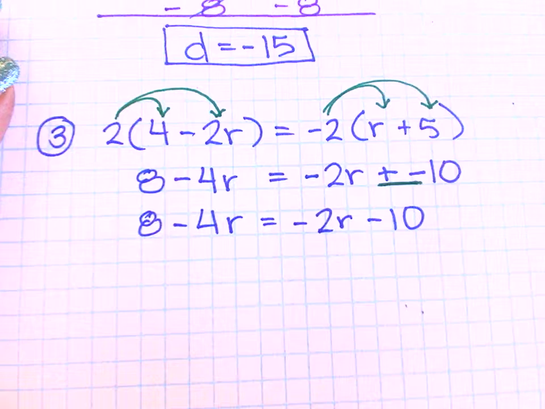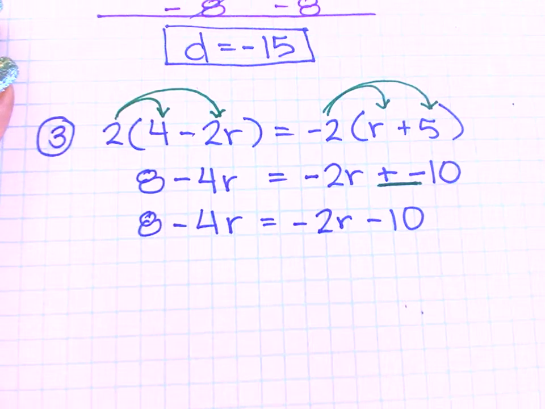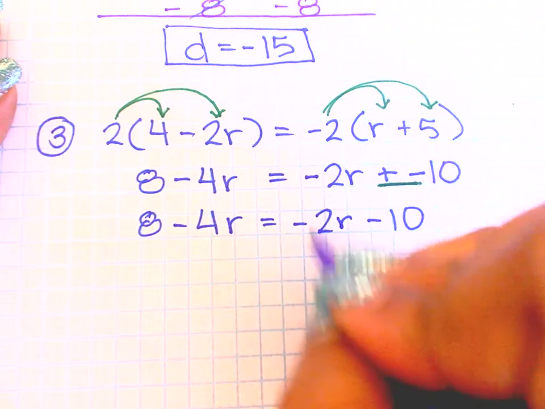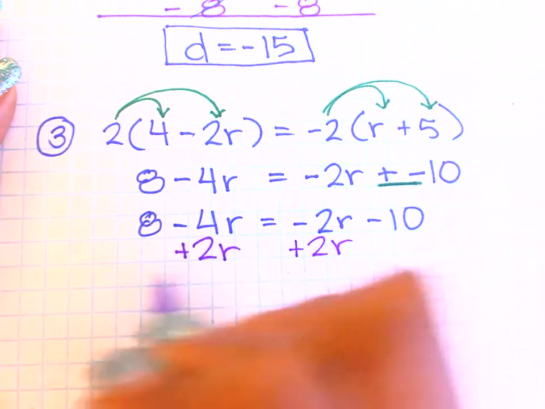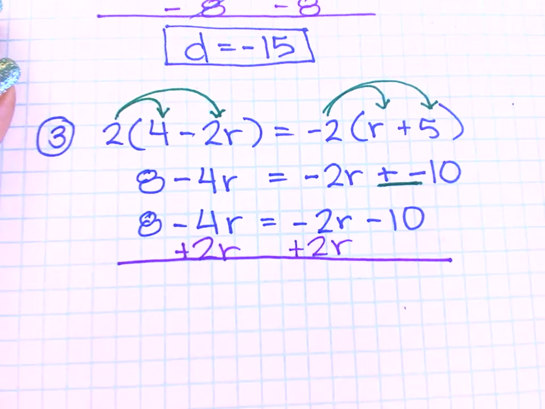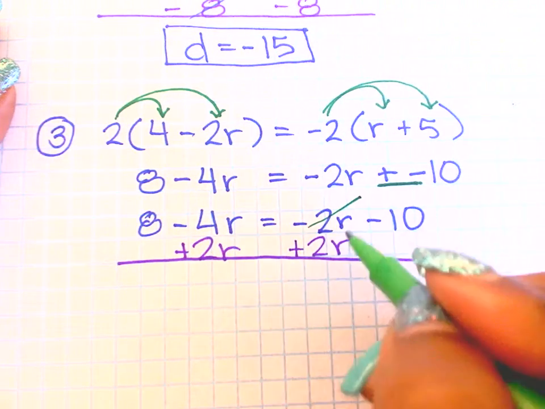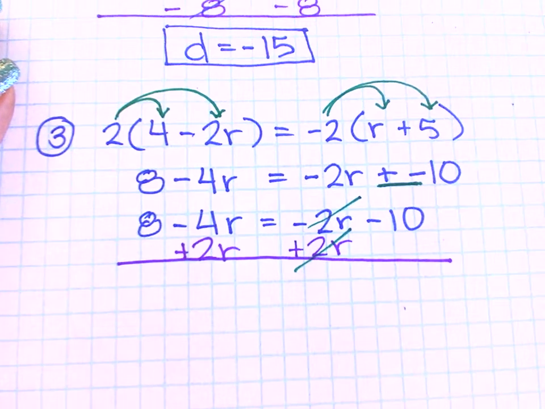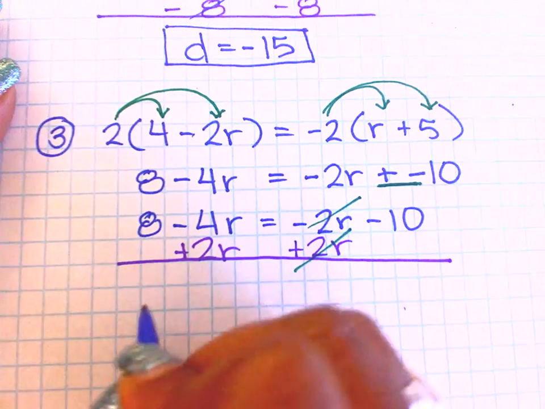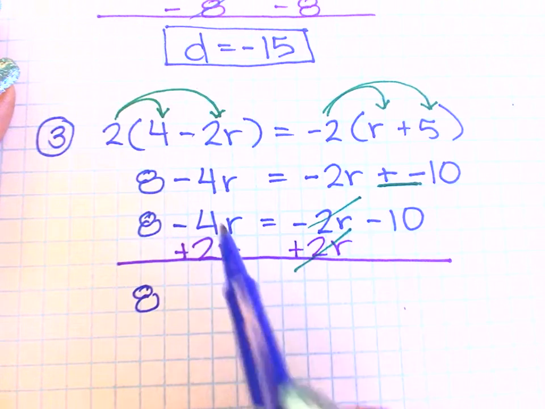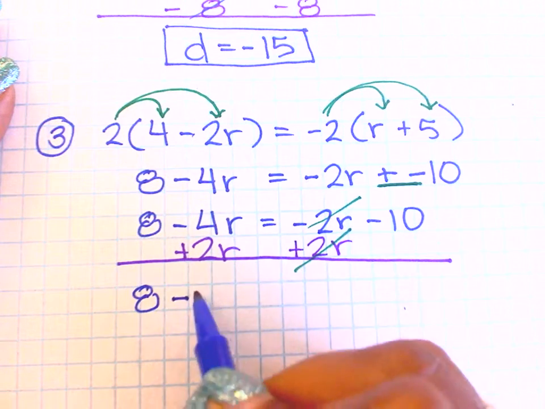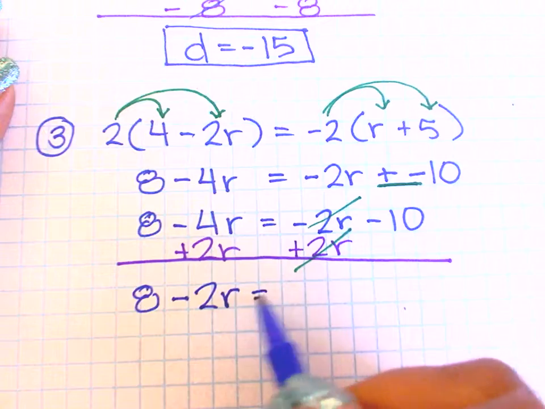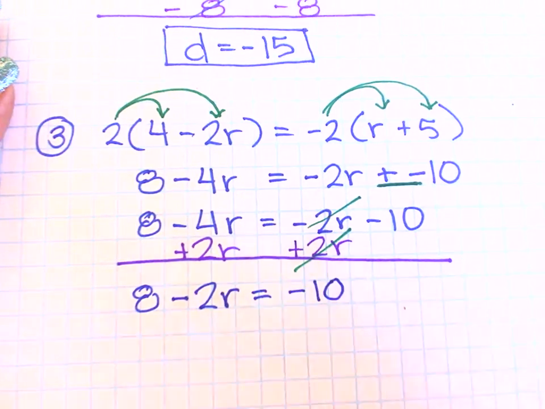So now, going back to what we did before, I need to get all of my variables on one side. So again, I like to move my variables to the left so that at the end, the variables are on the left-hand side. So I'm going to do the opposite. I'm going to add 2r to both sides. So my negative 2r, my positive 2r cancel each other out. So now on this side I have 8 and negative 4 plus 2. Negative 4 plus 2, negative 2. So it's going to be a negative 2, put the variable in r, equals, and I'm left with on this side negative 10.